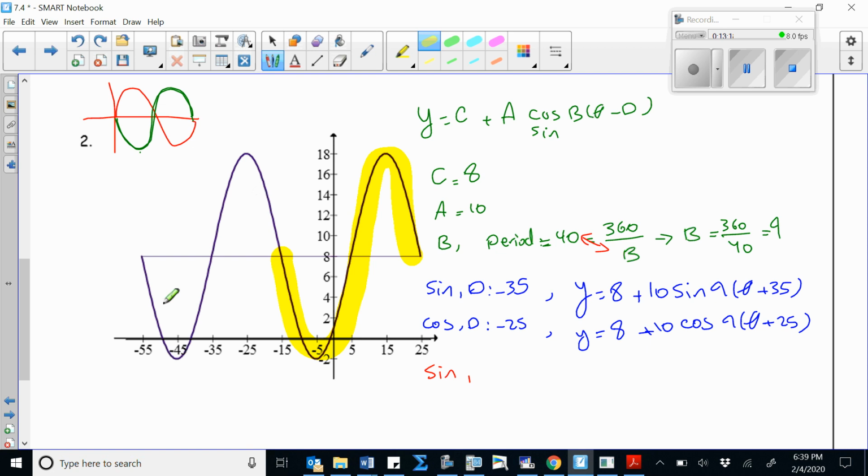So this is a sine function which is kind of flipped. The start point is at negative 15. So d is negative 15. Now the function will be y equal to 8 minus 10, because this is a flipped sine. It's a reflected sine function. So we have a negative sign here. Negative 10 sine of 9 theta minus negative 15, which will be plus 15.